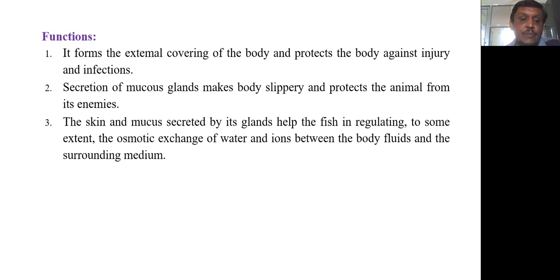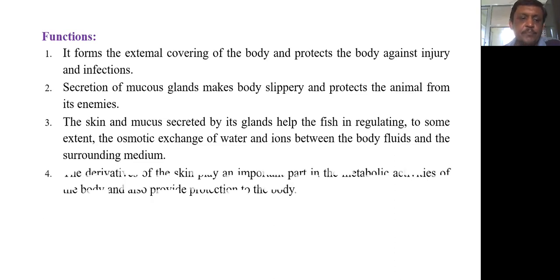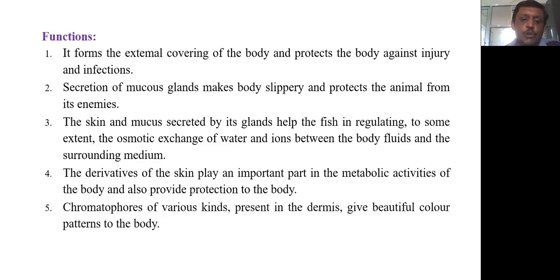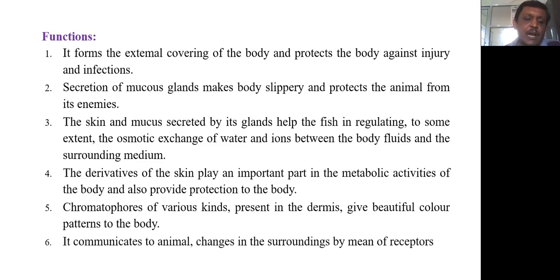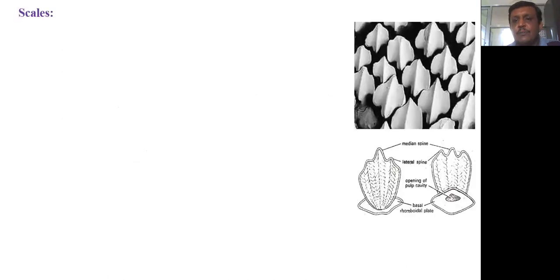of the water. That means the skin glands and mucus secreted by its glands help the fish in regulating the osmotic level of water and ions between the body fluid and surrounding medium. The derivatives of the skin play an important role in metabolic activities of the body and also provide protection to the body. Chromatophores of various kinds present in the dermis give a beautiful color pattern to the body, and it communicates to the animal changes in its surroundings by means of receptors. So these are various functions of the skin.